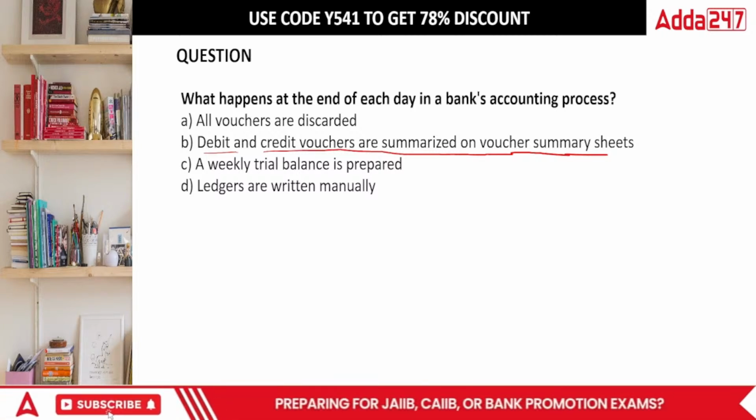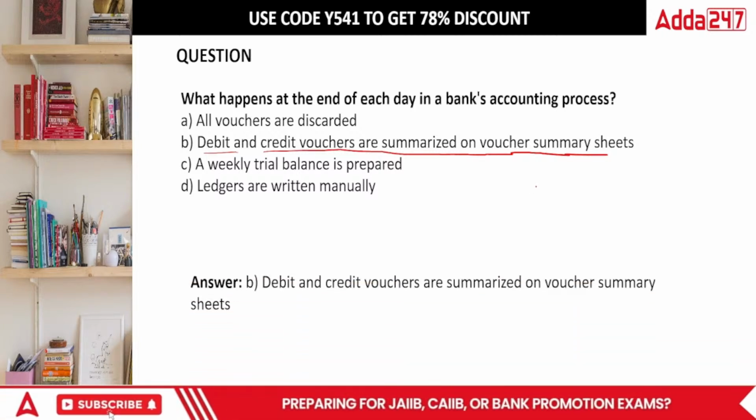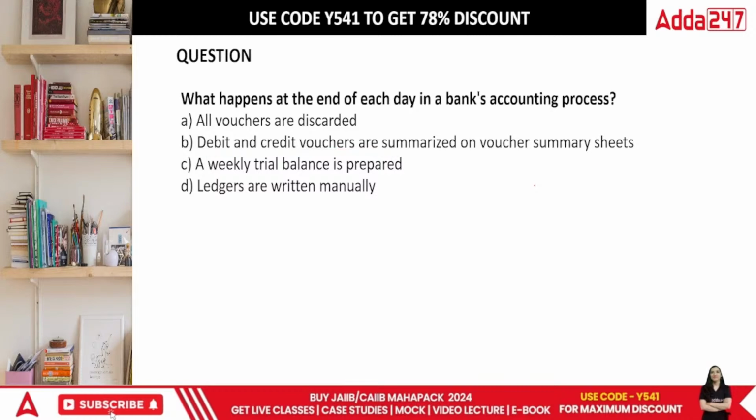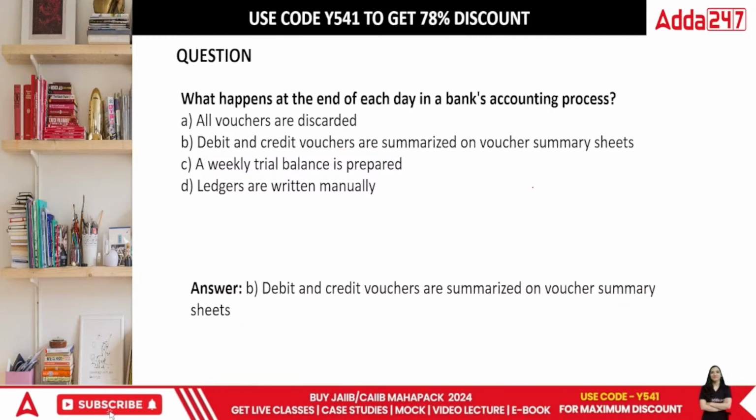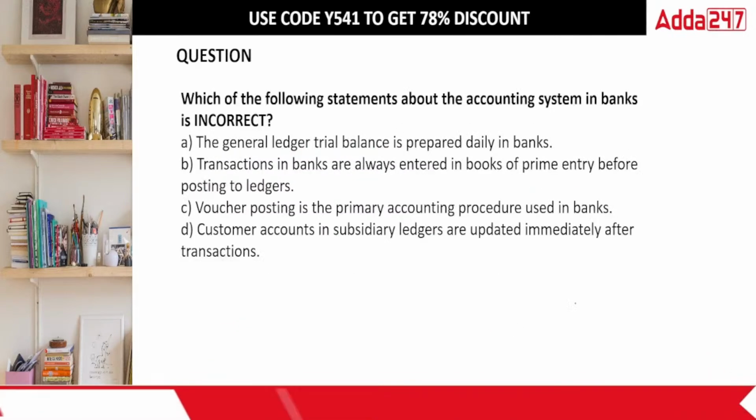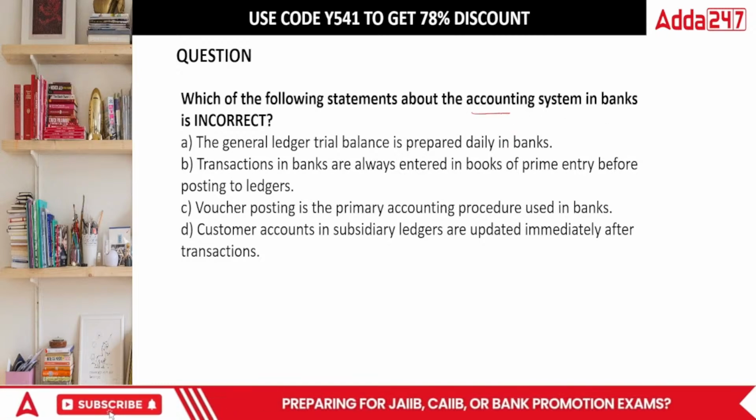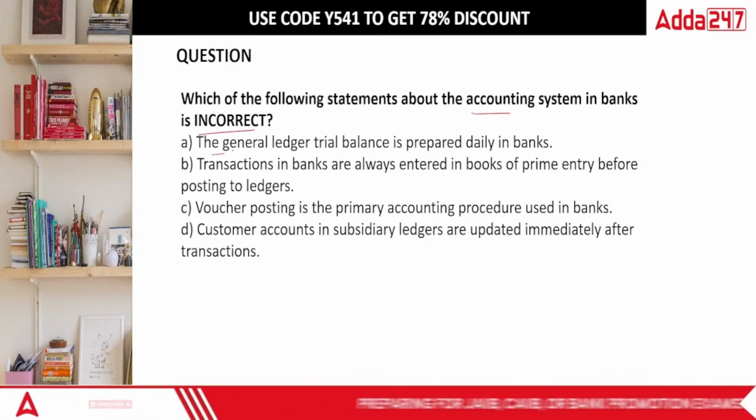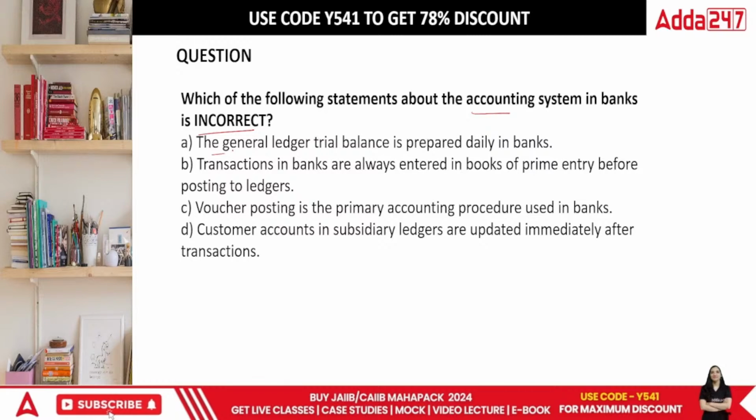Done. Now let's move on to the next point. It says that the answer is B, everyone. So we're done with this. Which of the following statements about the accounting system in the banks is incorrect? The general ledger trial balance is prepared daily in the banks.